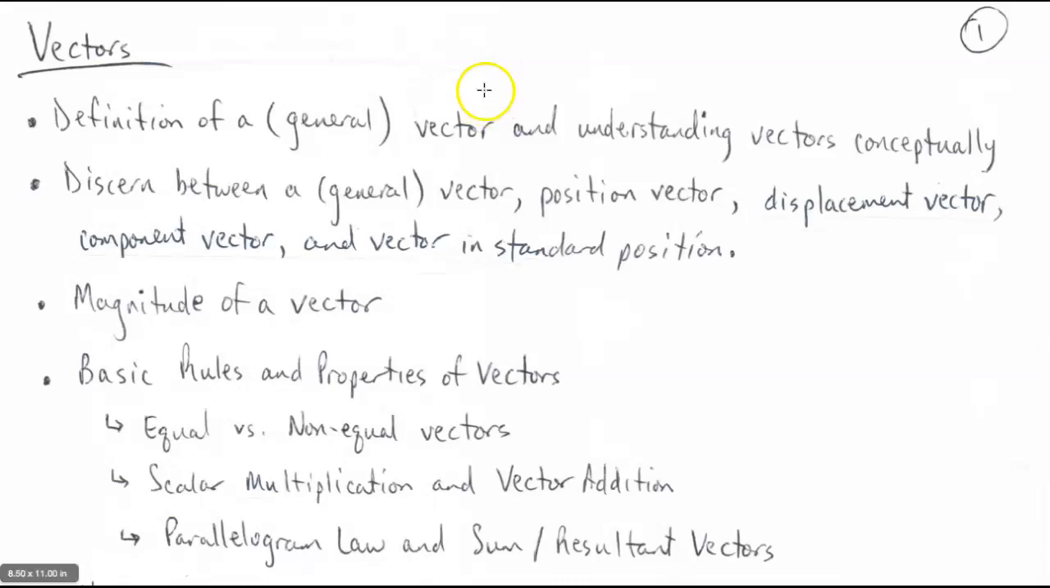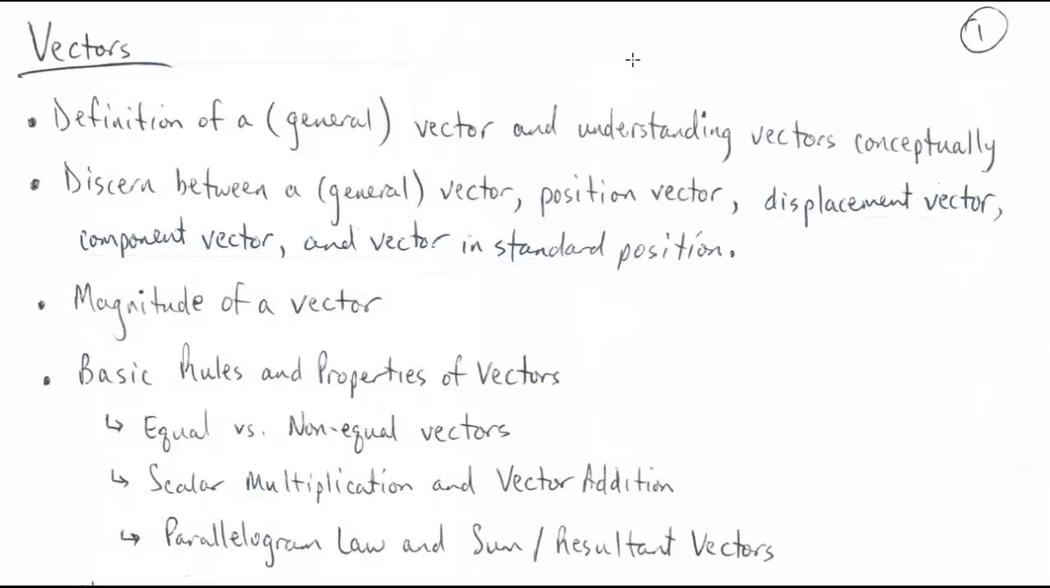So what we're going to cover here is first the definition of what a general vector is, and to try to understand what vectors are conceptually. The reason I say it like that is because this whole idea of having vectors and creating math to go around using them comes from some kind of motivating factor, a motivating concept, and we're going to talk about that.